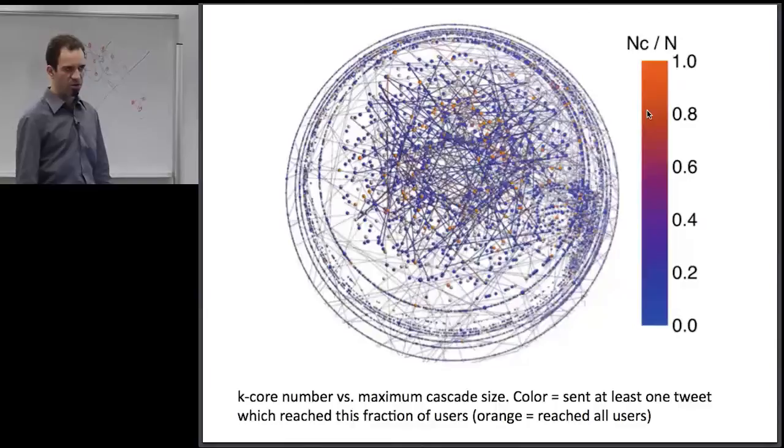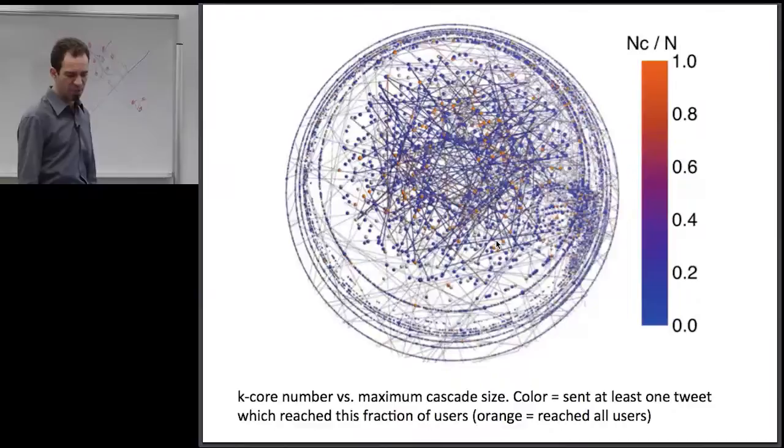So what's going on here is they're arranged in these concentric rings according to the shell decomposition. And then this color is NC over N. N is the number of people. It's a few tens of thousands. NC is the size of the largest cascade that they started. And so the bright orange nodes are the people who had the tweet which was retweeted most times.